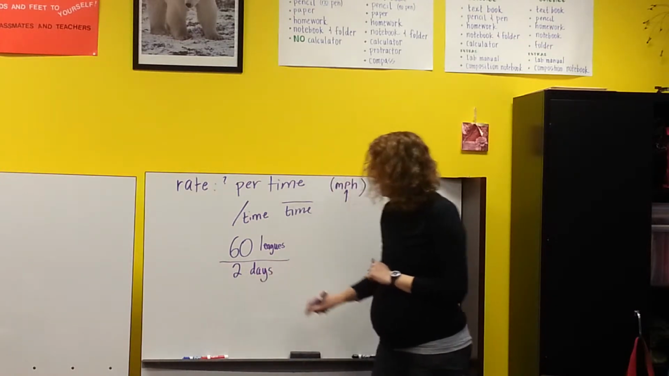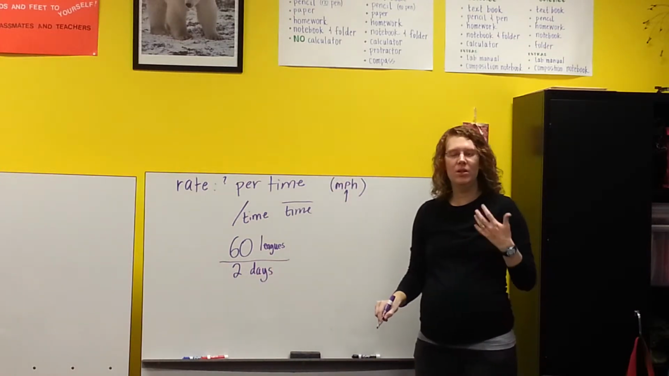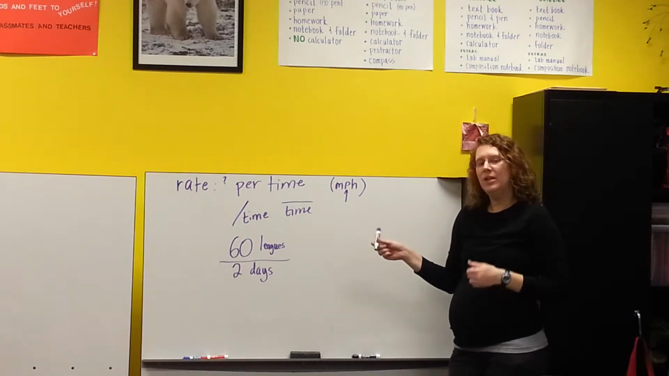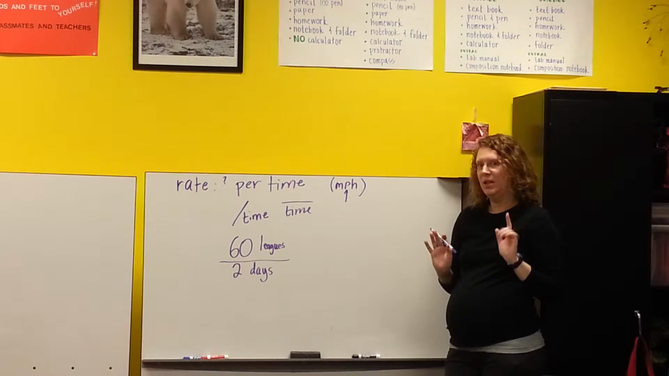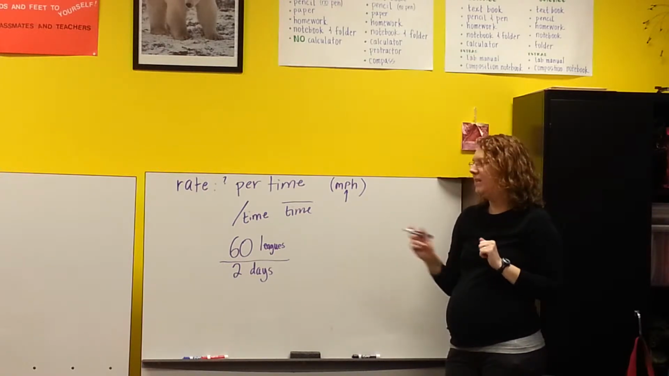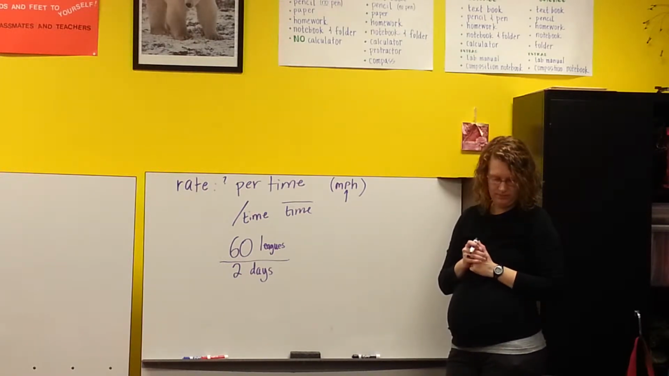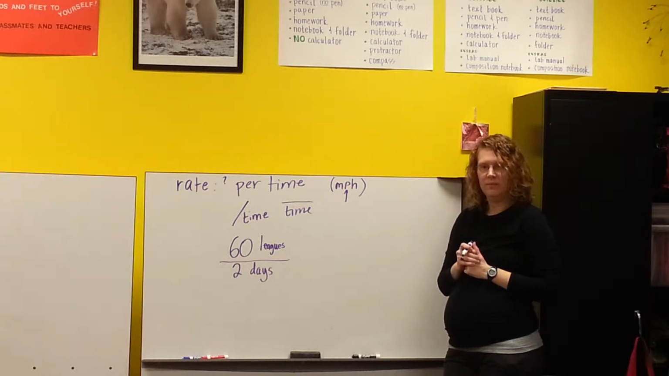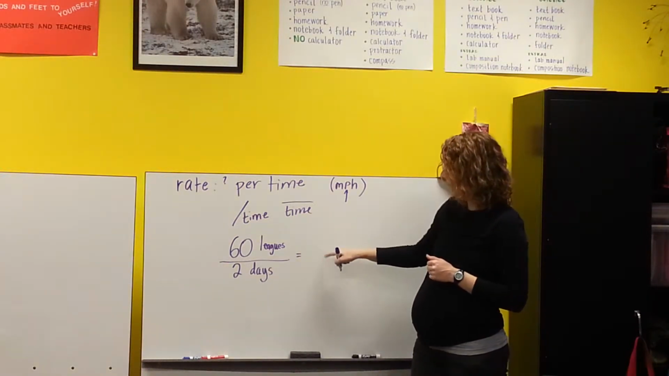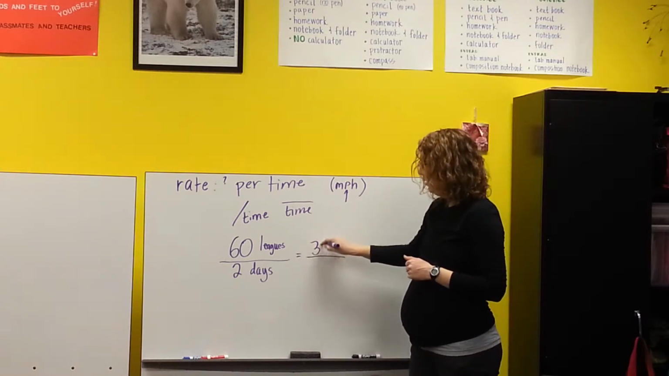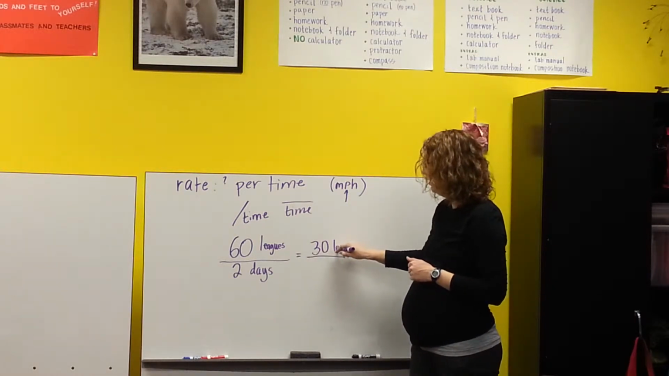Now, one thing we haven't always done, but I want us to start doing, is when we see this rate, let's get it as simple as we possibly can to start with. So I want you to keep doing that for me. How do you make this simpler? Well, we can just divide 2 into 60. Okay, and then you're going to get what? 30. Okay, so what am I going to write as my new rate? 30 leagues over 2 days.